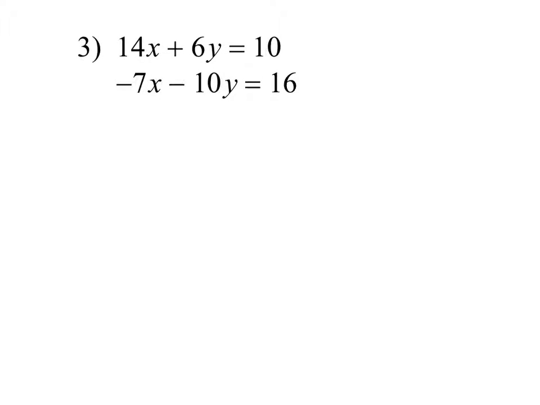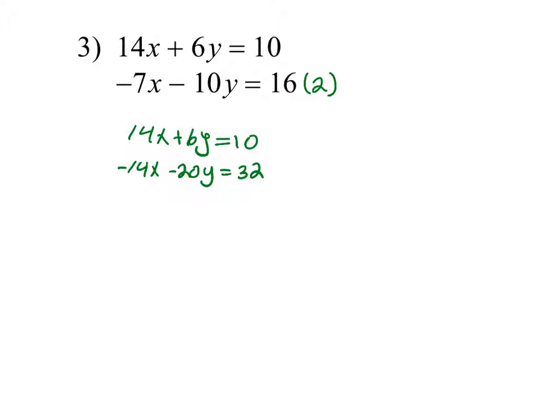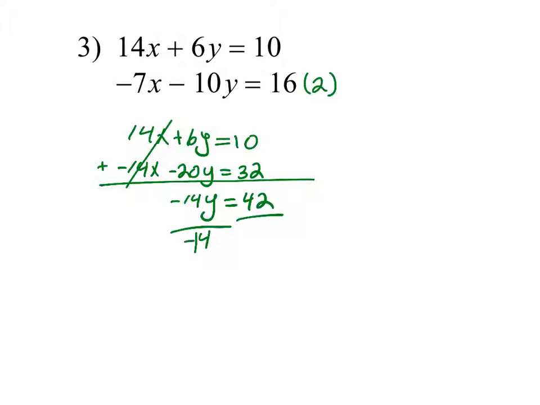The next one, again, I'm going to multiply my second equation times 2. So 14x plus 6y equals 10, and negative 14x minus 20y equals 32. I'm going to add the equations. The 14x cancel out, so negative 14y equals 42. Now I'm just going to divide by negative 14, so y equals negative 3.